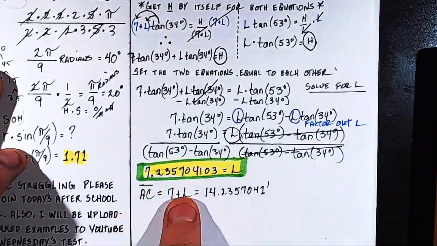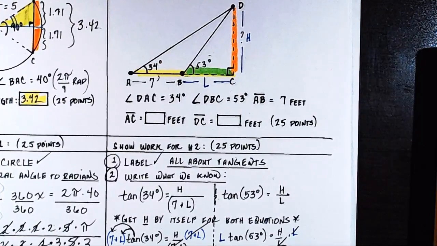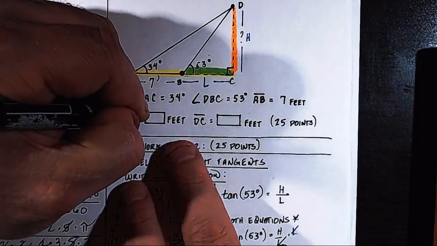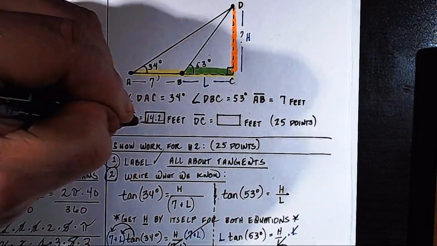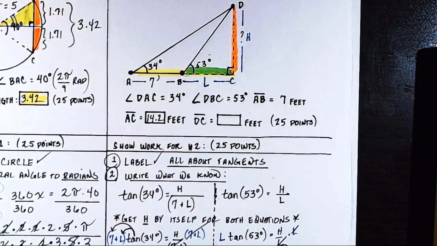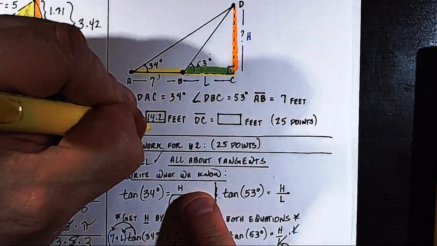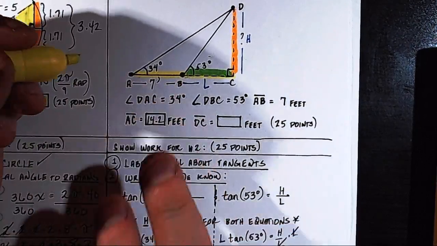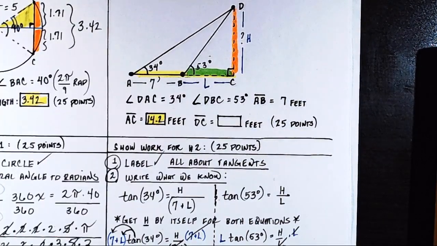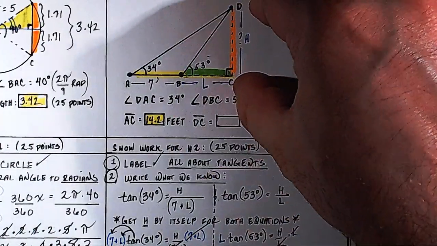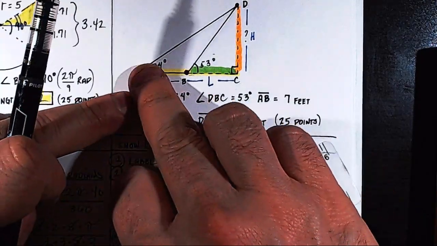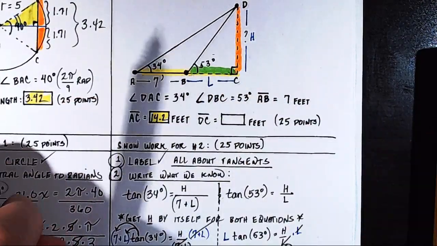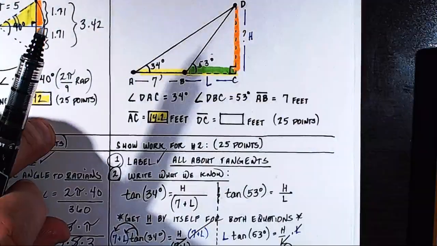And that was AC. That was something we needed to know. I guess we'll round to 14.2 feet. Okay, so there we've achieved something. We found something that we had to find. 14.2 feet. Great. Now let's find the height, DC. All right, we're almost there. Look, we now have the base of this huge triangle, so we'll find the height.